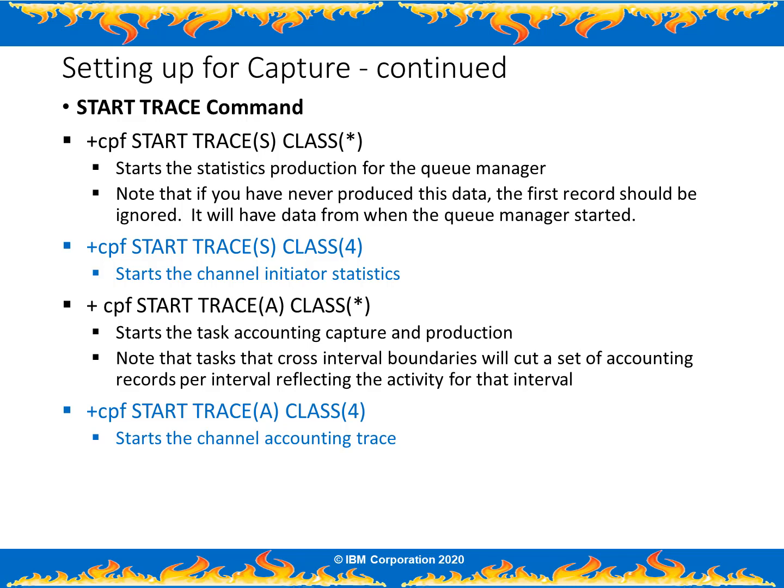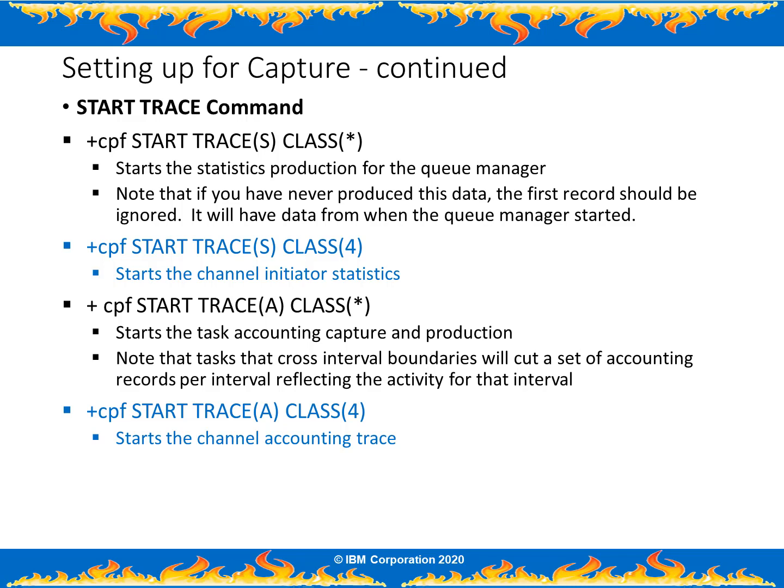Starting the collection of MQ SMF data, called traces, can also be done via CPF commands. Statistics and accounting traces do default to SMF for the output. If the queue manager has never had statistics gathering enabled, it can be done with this command, but please be aware that the first record produced will show data accumulated since the queue manager was started or restarted, so it should be ignored for evaluation purposes.